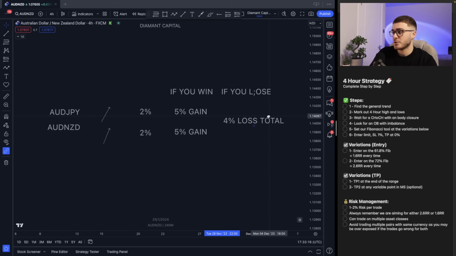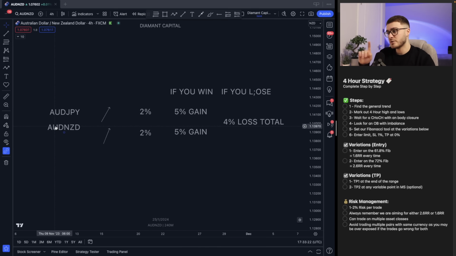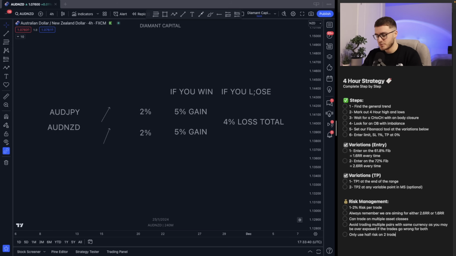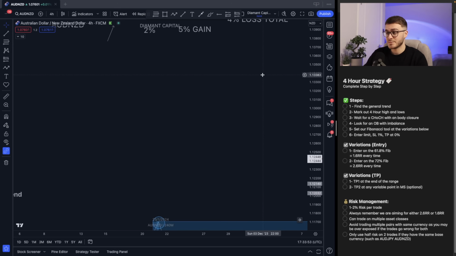Loss in total. So that's why if you are using two pairs that have the same base currency, I would generally use 1% risk for both of them. So that's something that I would add as well. Only use half risk on two trades if they have the same base currency, such as AUD JPY and AUD NZD. This one, I really do think it should be very simple to understand.